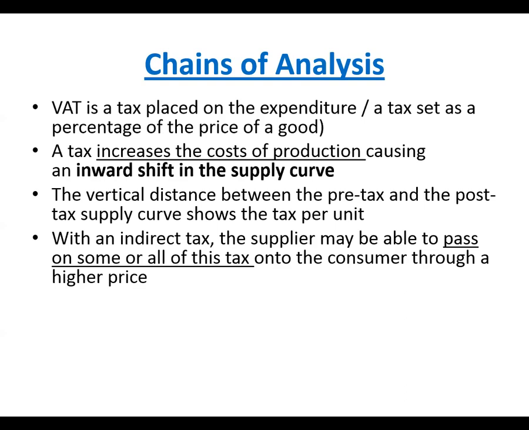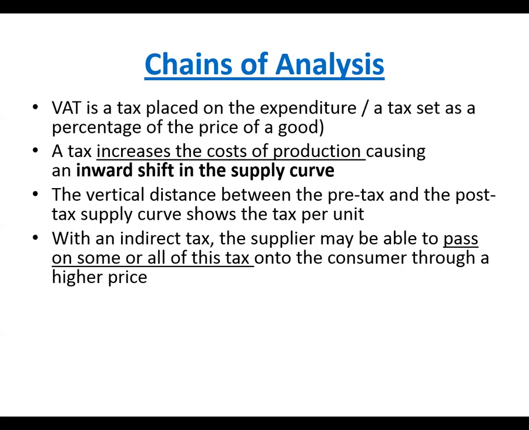With an indirect tax, the supplier may be able to pass on some or all of this burden on to the consumer through a higher price. So when a tax is placed on a good, in the first instance, it's placed on the producer. But what the producer can do, because they face a downward sloping demand curve, which means they've got control over prices, they possess some degree of monopoly power, is pass on that cost to the consumers in the form of a higher price.